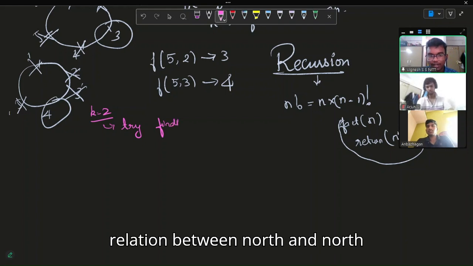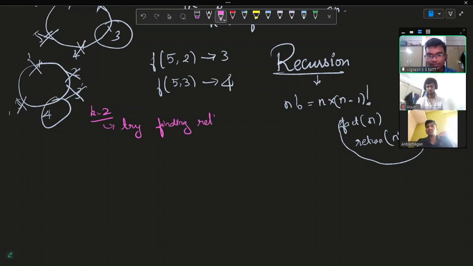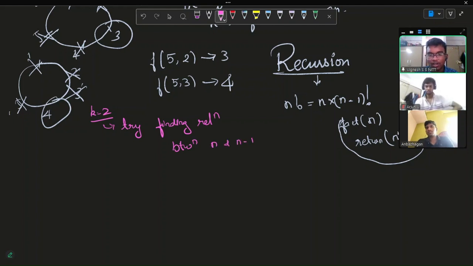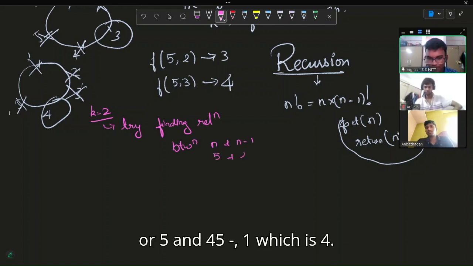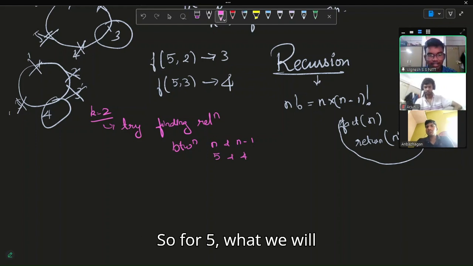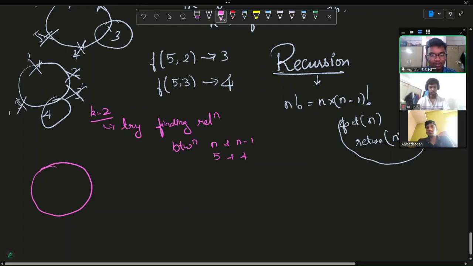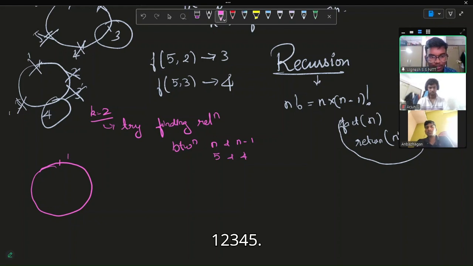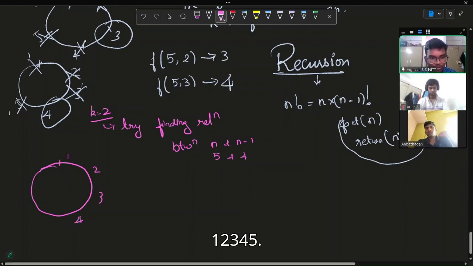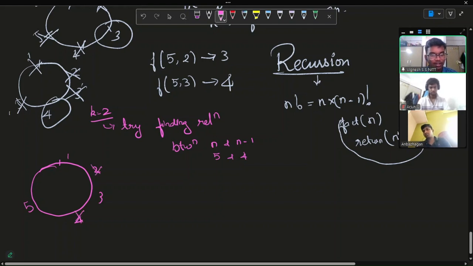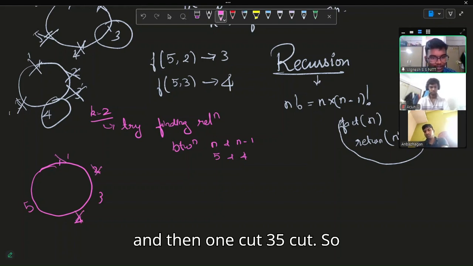Let's try finding the relation between n and n minus 1, or 5 and 5 minus 1, which is 4. So for 5, we'll draw it like this: 1, 2, 3, 4, 5. The solution goes like 2 cut, 4 cut, and then 1 cut, 3, 5 cut. So 3 is the solution.